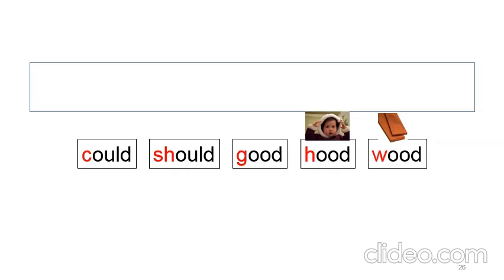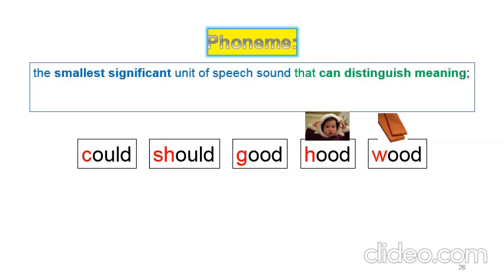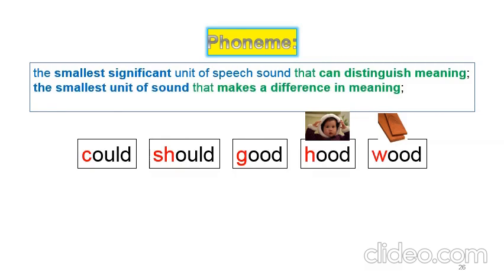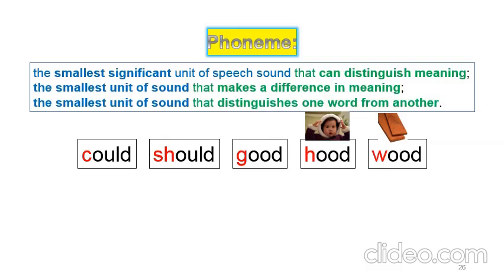So we can say that the k, sh, g, h, and w are phonemes. They are the smallest unit of sound that can actually change the meaning of a word. It can distinguish meaning, makes a difference in meaning. Or it's the smallest unit of speech sound that distinguishes one word from another. We can say that we have now five different phonemes, consonant phonemes in English. K, sh, g, h, and w.